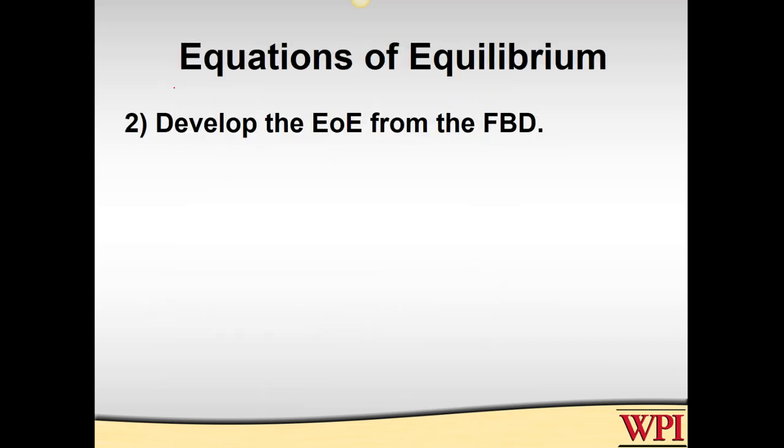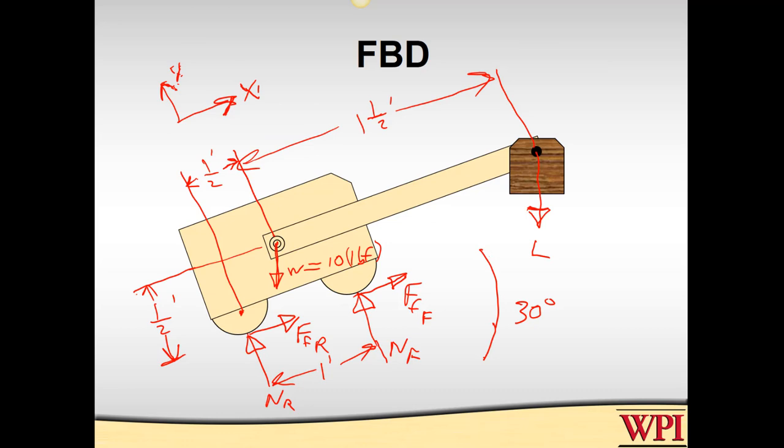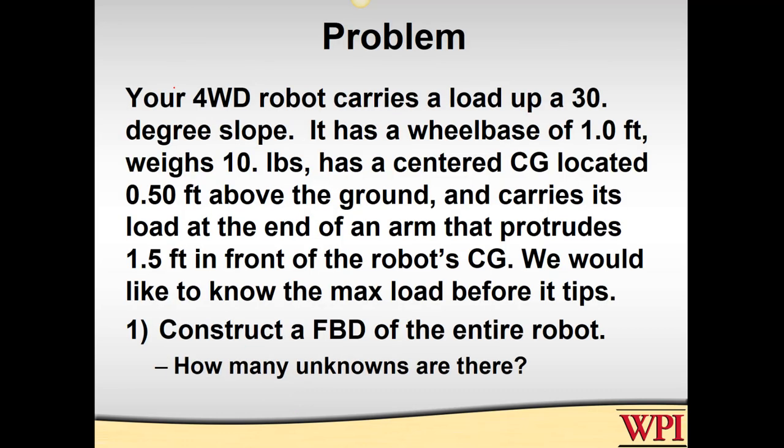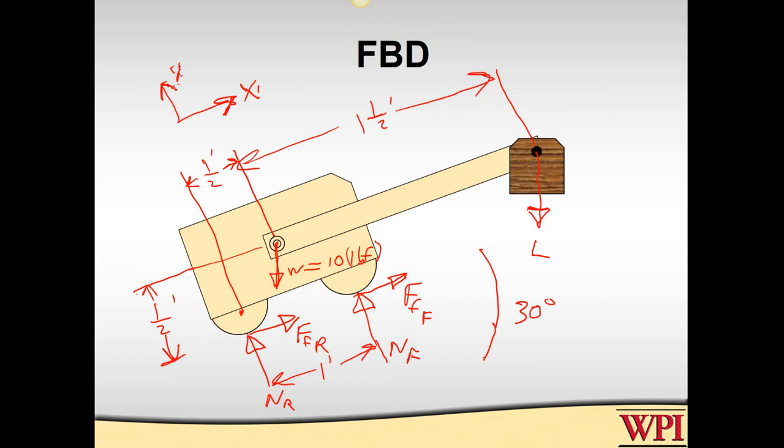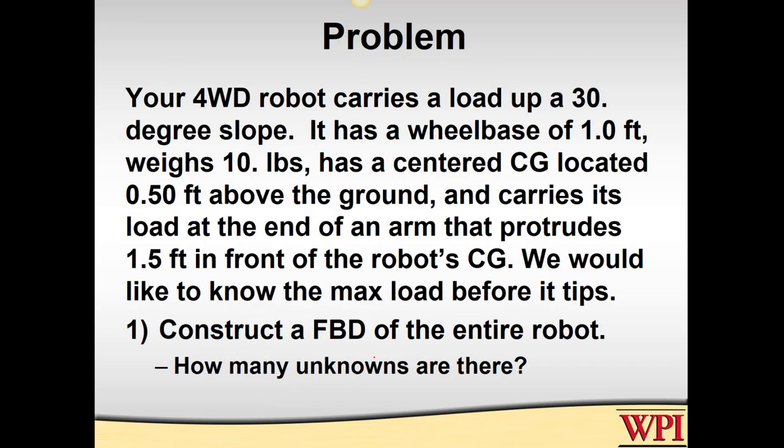So from the free body diagram now, we want to determine the equations of equilibrium. But before we do that, let's go back to this question right here. How many unknowns are there? All right. So if we look at the free body diagram, we have the load L, and we have the two frictional forces. We don't know what they are. And we have these two normal forces. So there's 5 altogether, right? 5 unknowns.